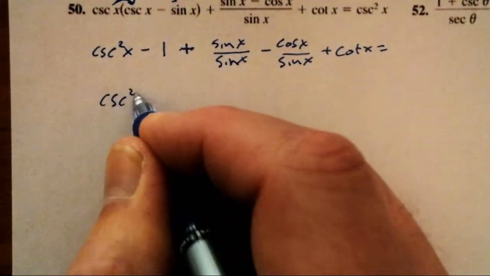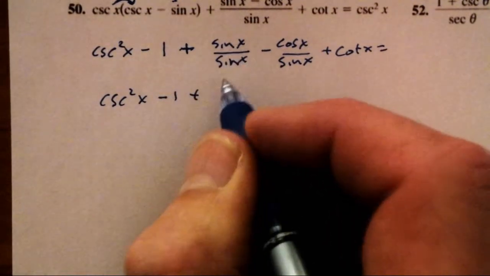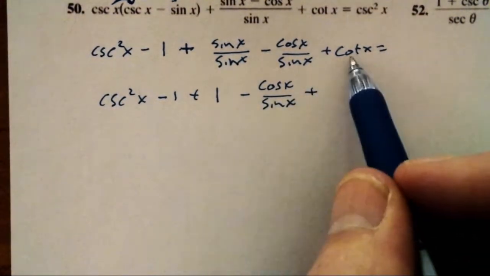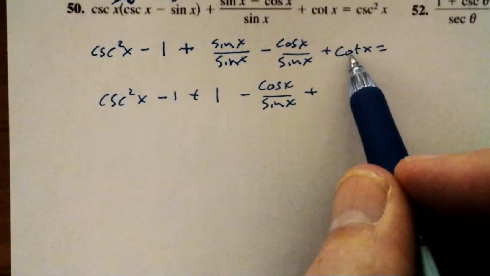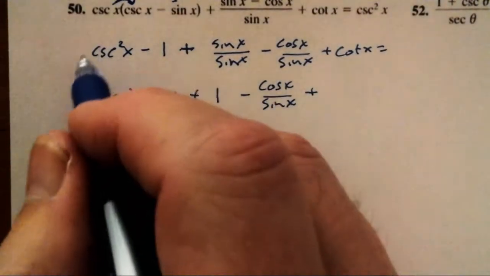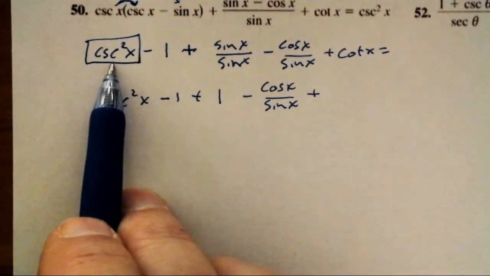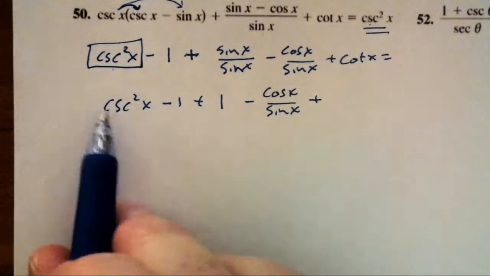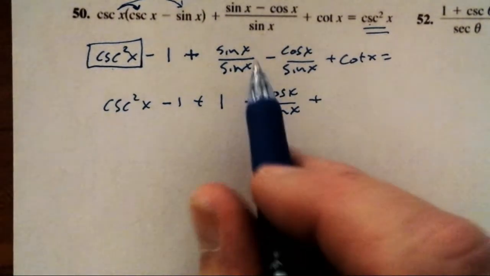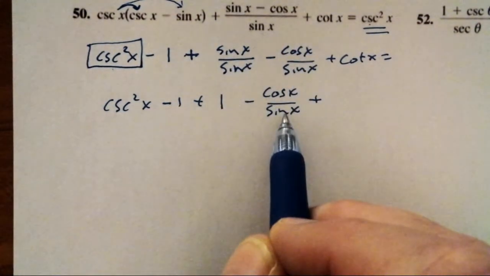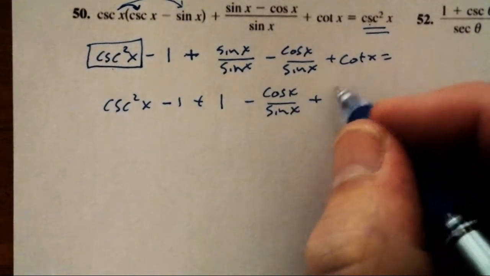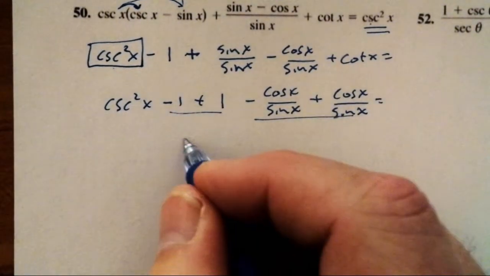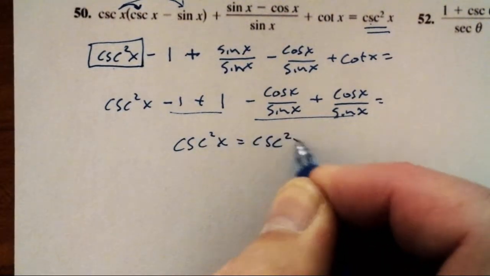Well, let's see. This is cosecant squared of x minus 1 plus 1 minus cosine of x on sine of x plus cotangent of x. Why didn't I change this into 1 on sine squared? Well, I kept my eye on my target, and I kind of like this cosecant squared. So I kept it, but now I see these 1s cancel each other. I've got a minus cosine on sine. They're gone. I wish I could get rid of this cosine on sine. Oh, well, cotangent is cosine on sine. So cancels, cancels, and I just get cosecant squared x equals cosecant squared x.